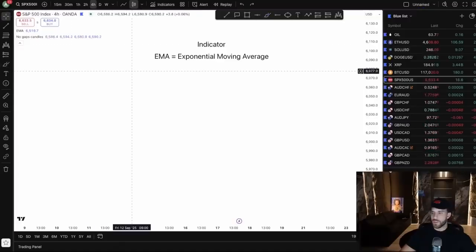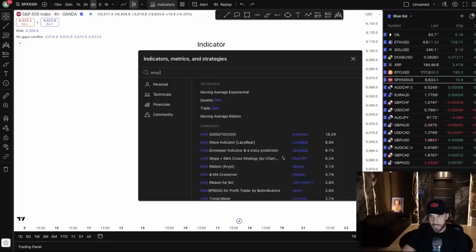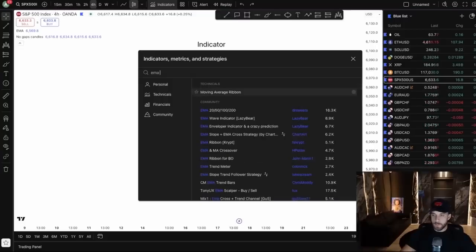I was just pretty much searching the internet for all different types of profitable indicators, and there's really just one that stuck out, and that is the exponential moving average. To get access to it, just type EMA, and it's going to pop up as the 20, the 50, the 100, and the 200. So I want you guys to go ahead and click on that.